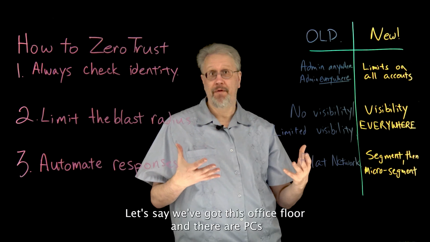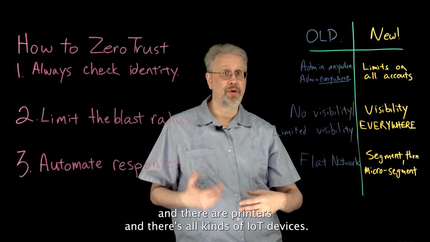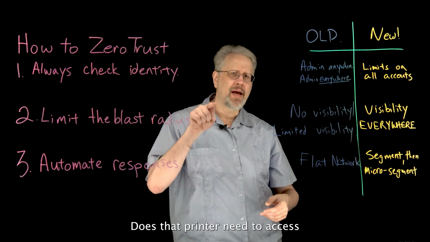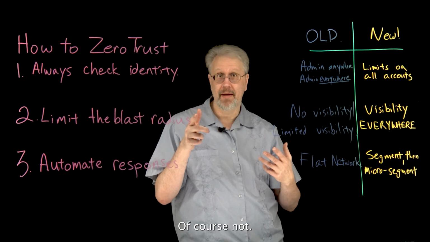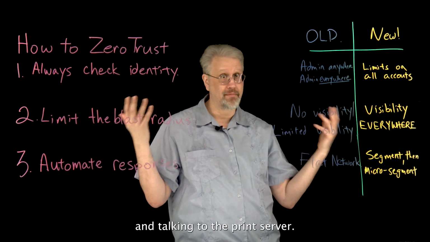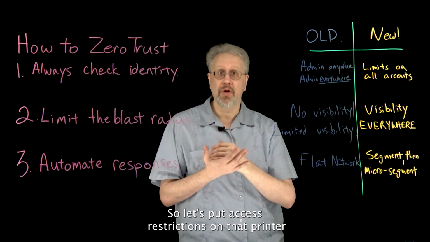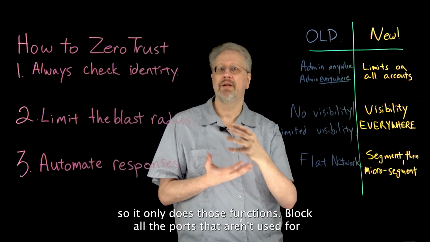Let's say we've got this office floor and there are PCs and there are printers and there's all kinds of IoT devices. Does that printer need to access the same resources that I on my PC need to access? Of course not. That printer only needs to handle printing and talking to the print server. So let's put access restrictions on that printer so it only does those functions.